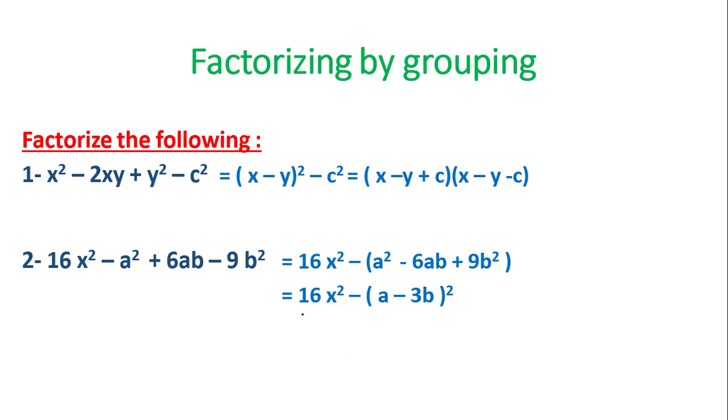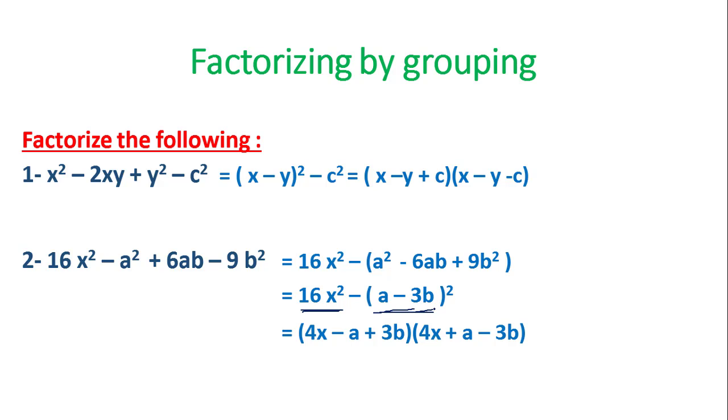As you can notice, this is a perfect square, and here we have a perfect square. So the summation times the difference. I write it as here 4x minus a plus 3b, and 4x plus a minus 3b. This is the first term, and this is the second term.